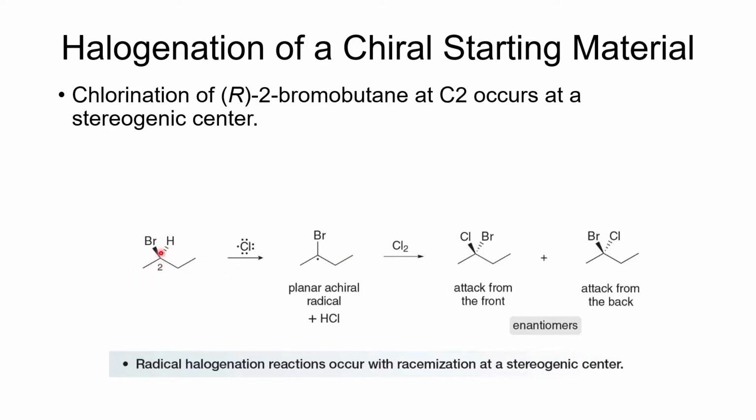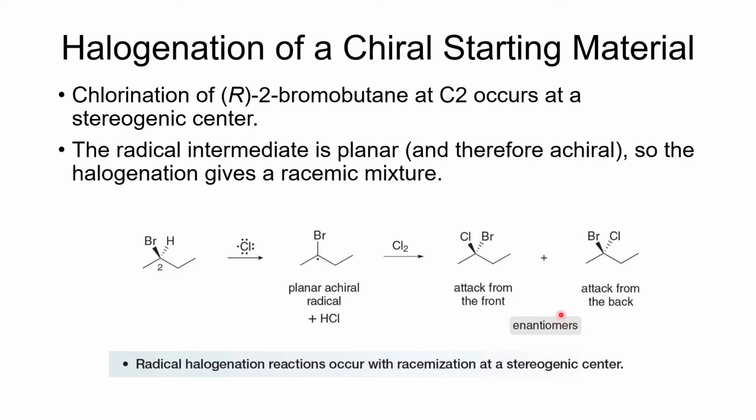But you potentially could do halogenation at carbon number 2, where the stereogenic center is. Well, if the reaction occurs at the stereogenic center, that means we're going to produce a planar achiral radical. We've lost that stereogenic center. Now that chlorine can either come in from the back or come in from the front, and if it comes in from the back, we're going to get one product, and if it comes in from the front, we're going to get the other product. So we'll take something that was chiral, but because the reaction occurred at the stereogenic center, we're going to get racemization of that stereogenic center, and we will end up with a racemic mixture of our two enantiomers. Again, it's all because we got this planar achiral radical intermediate.